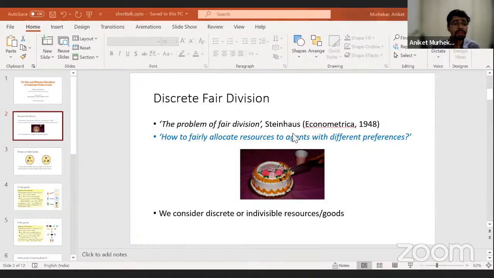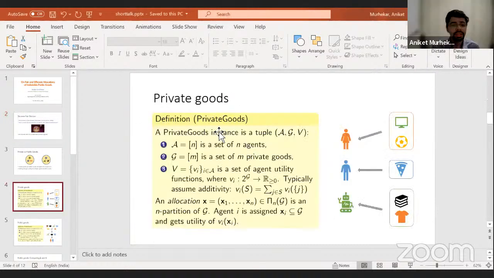Now the private goods model has, the slides are not moving. Oh, sorry about that. Maybe let me just present it this way. I think this is visible. Yeah. Okay.